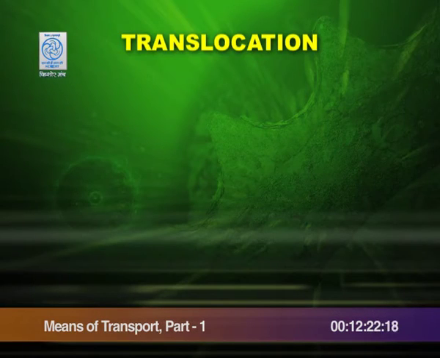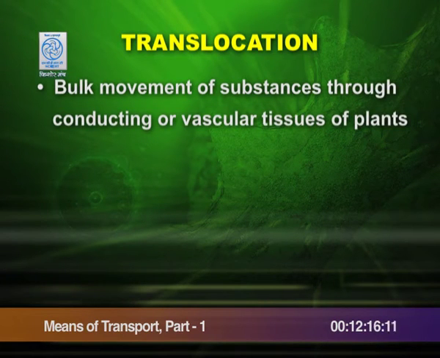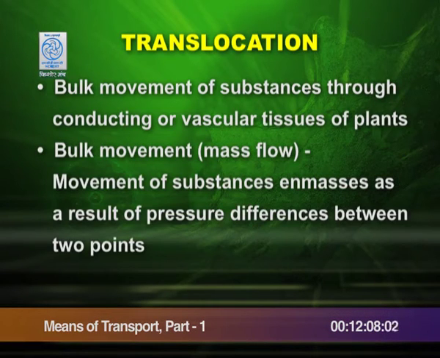It is due to the process of translocation. Let us define translocation. It is the bulk movement of substances through vascular tissues in plants. Now, let us see what is bulk movement. Bulk movement is the movement of substances in mass as a result of pressure differences between 2 points.